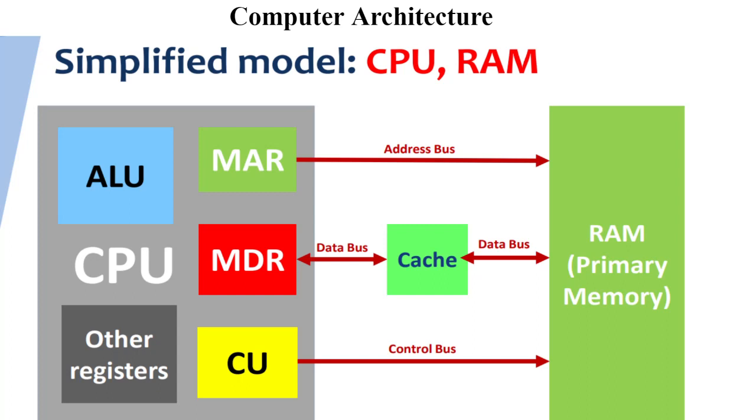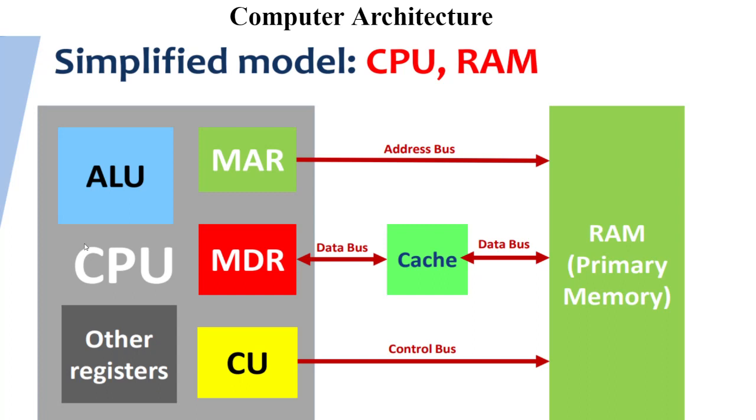What's the function of the ALU? What's the function of MAR, MDR, CU? What's the CPU? What's cache, RAM, ROM, and the difference between them? What's the address bus, data bus, control bus? Usually they don't ask about the other registers, usually just about MAR, MDR, CU and so on.